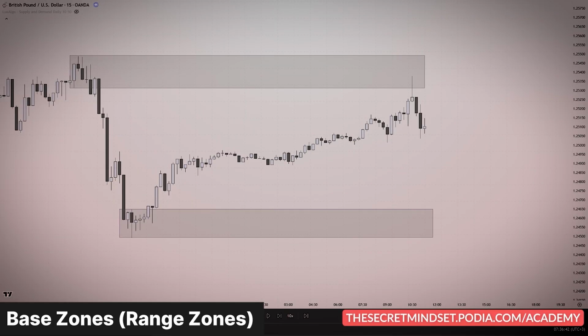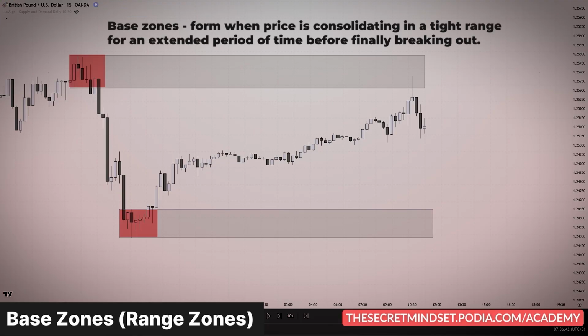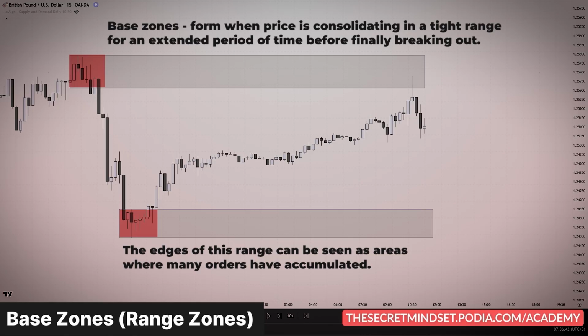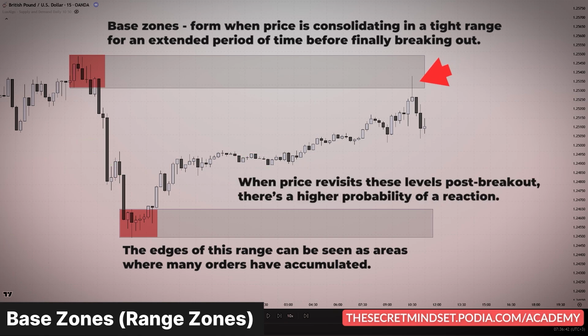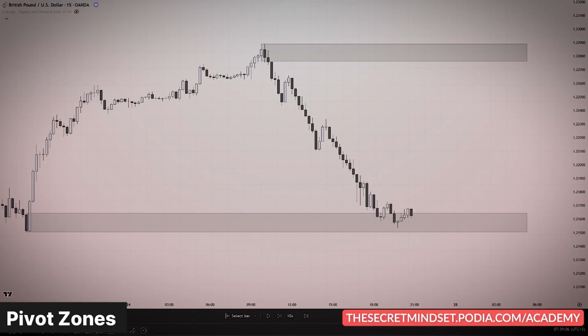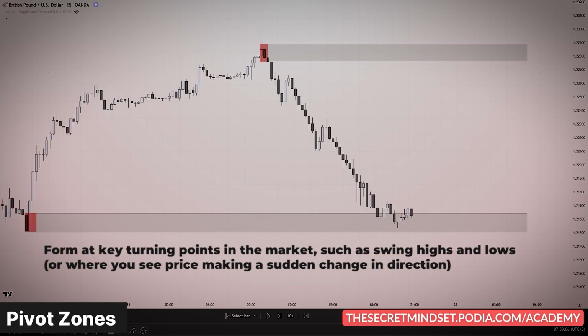Now, there are a few different types of zones to look out for. The first ones are base zones or range zones. These form when price is consolidating in a tight range for an extended period of time before finally breaking out. You can think of the edges of that range as areas of supply and demand, where a lot of orders have built up. So when price revisits those levels after a breakout, there's a higher probability of a reaction. We can also have pivot zones. These form at key turning points in the market, like swing highs and lows, or where you see price making a sudden change in direction.